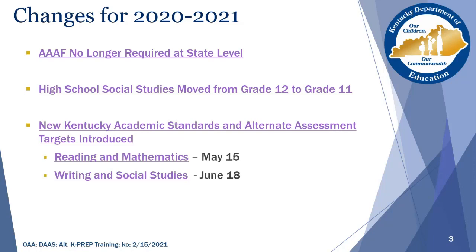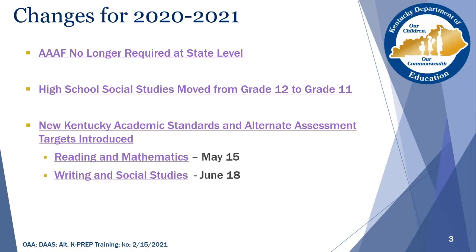Another change we saw this year was the release of the alternate assessment targets for reading, mathematics, writing, and social studies. I want to emphasize that these are not alternate assessment standards. These are Kentucky academic standards that contain an alternate assessment target.